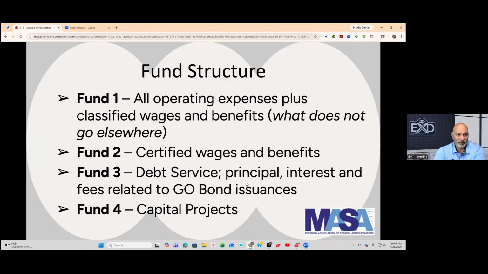Most of you are aware of the fund structure, starting at the bottom, capital projects. Fund three is the debt service. So any GO bonds, your principal, interest, and fees are going to be paid out of that. Fund two is only going to be certified wages and benefits. And then I leave fund one because that's basically everything else that's not in those other funds.